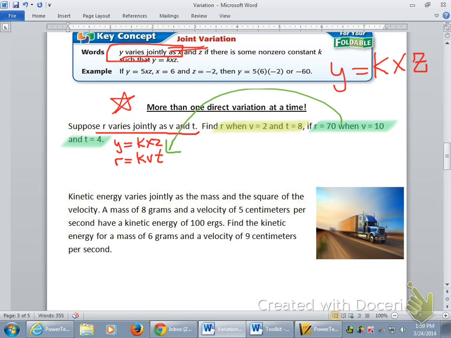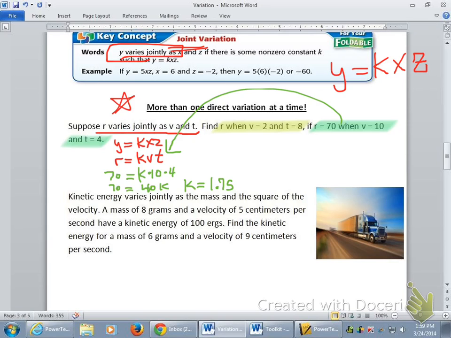So fill in what you know. What do I know? Let's see. R is going to be 70 when k times my v is 10 and my t is 4. Is that easily solvable for k? Yes. Sure. 10 times 4 is 40. And then, of course, k is going to equal 70 over 40. You could leave it as a fraction or decimal, probably a decimal here. What do you think? 1.75. Yeah, 1.75. All right.